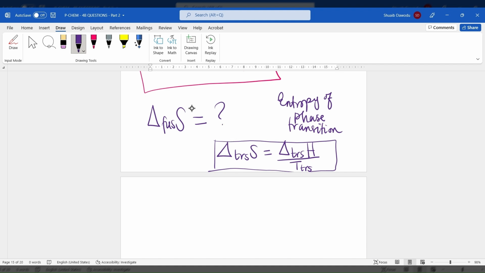So knowing this information, the formula we're going to use to solve for the entropy of fusion is: change in entropy of fusion is equal to the change in enthalpy of fusion divided by the transition temperature.